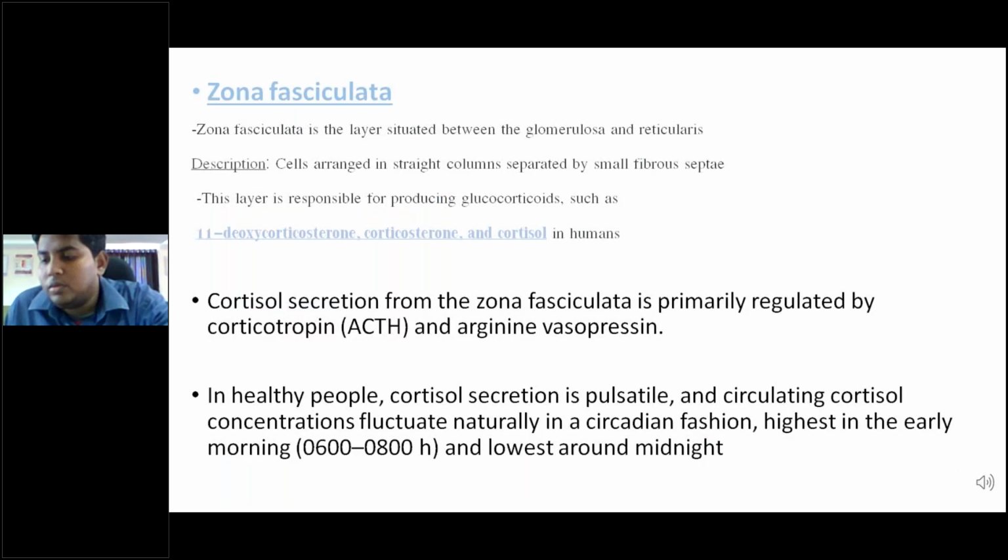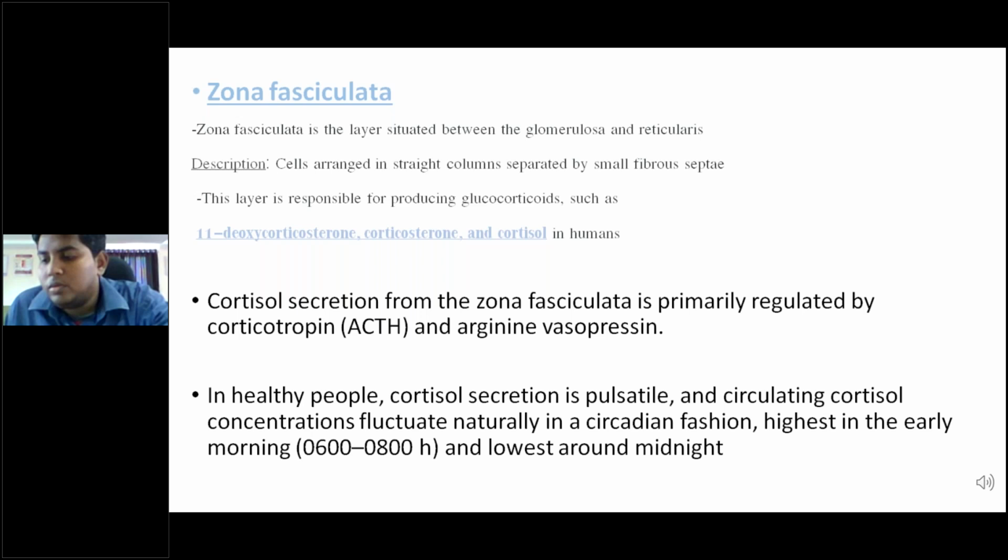So coming to the zona fasciculata, between the glomerulosa and reticularis. Its main function is secretion of glucocorticoids, cortisol and corticosterone. Cortisol secretion is primarily regulated by ACTH secreted by the pituitary, and adrenal vasopressin. So you need to remember this point.